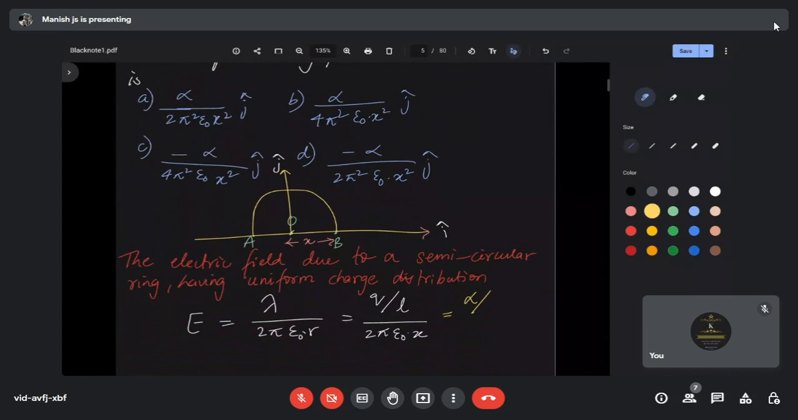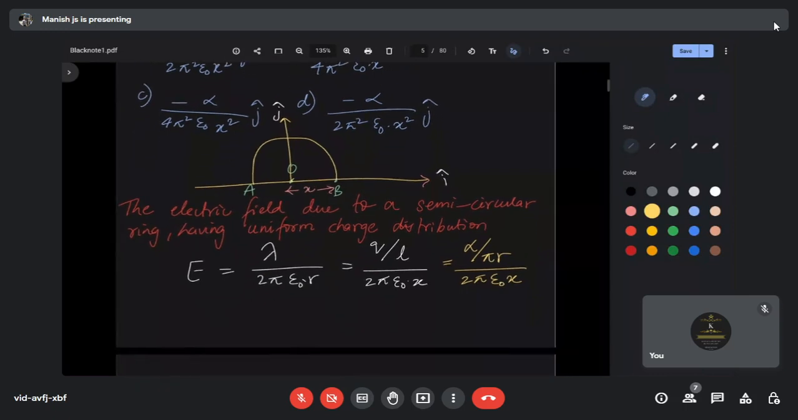It is not 2x. Semicircle oda length அப்படினா semicircle oda circumference. Full circumference பாத்தீங்கன்னா 2 pi r. அதுல பாதி pi r தான வரும். Yes, sir. So you will get pi r. So alpha divided by pi r, the whole divided by 2 pi epsilon naught into x. Okay. So this is what you get. சரிங்களா? So you get this. Now go for a simplification.